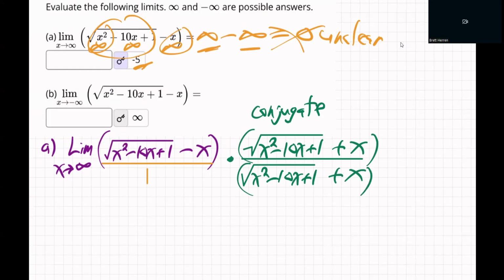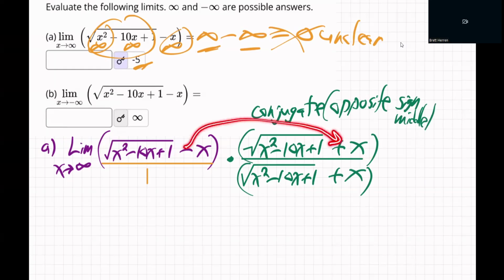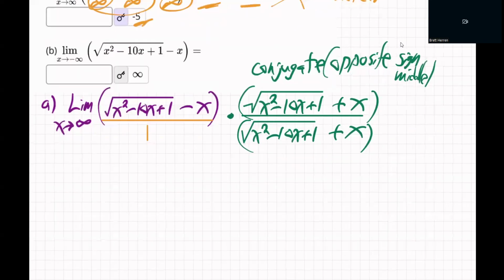So you see what I'm doing? I'm multiplying top and bottom by the same thing, which is the conjugate, meaning opposite sign in the middle, right there. See how that minus sign became plus. And we've got to do the same thing, top and bottom, so we don't change it. That's called the conjugate. Whenever we have a root and something added or subtracted, what cleans it up is multiplying by that same exact thing, opposite sign in the middle, called the conjugate, top and bottom.